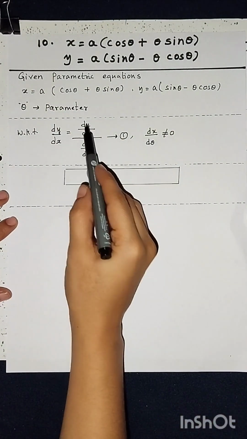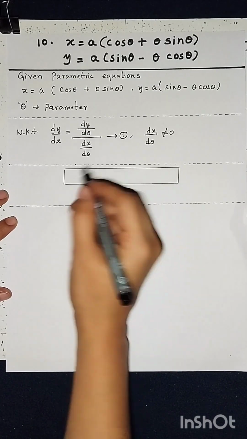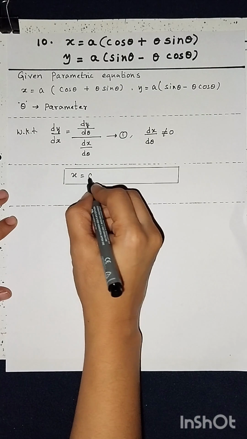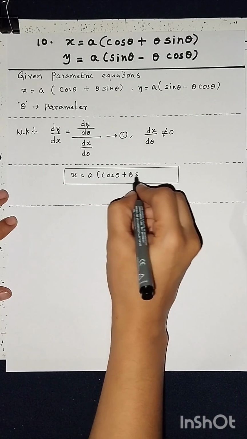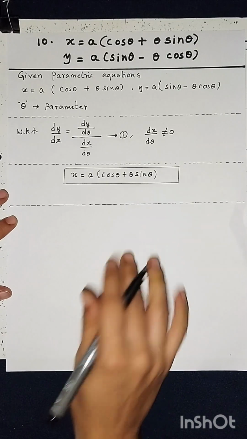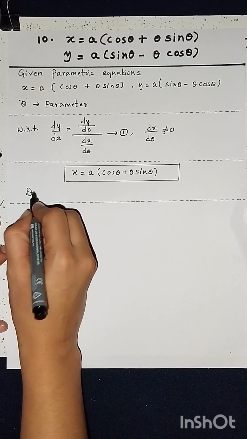Now we will find the numerator and denominator. So first let us find the denominator. So we will write x is equal to a into cos theta plus theta sin theta. So we want dx by d theta, so we have to differentiate.